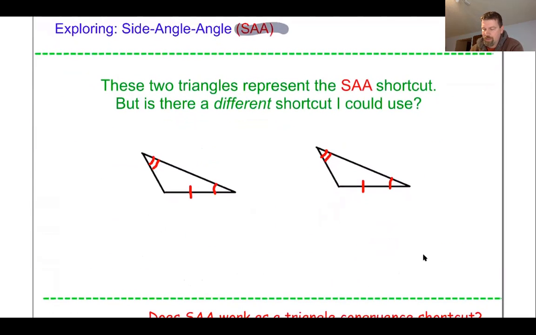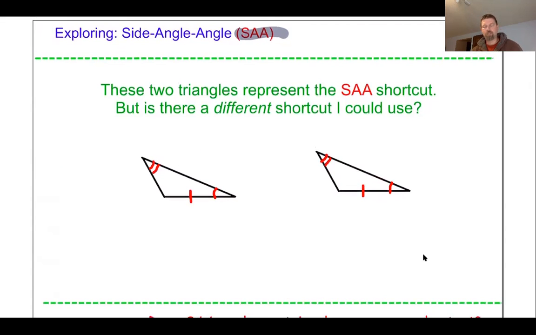All right, the last one to explore is side, angle, angle. I've got down here two pictures that have a side, angle, angle. So there's a side, then an angle, then another angle. These match the side, angle, angle shortcut. So the question is, does that force them to be congruent?